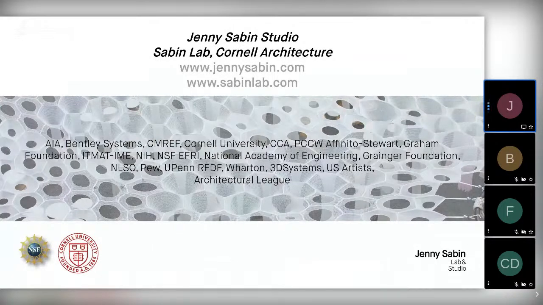And if you're interested in taking a deeper dive into any of the work, you can find us here at jennysabin.com for the practice work, and the sabinlab.com at Cornell for our ongoing research, as well as many peer-reviewed papers that go into great depth on the technical underpinnings of each of these projects, which I've only shared just a few. So with that, I will conclude.